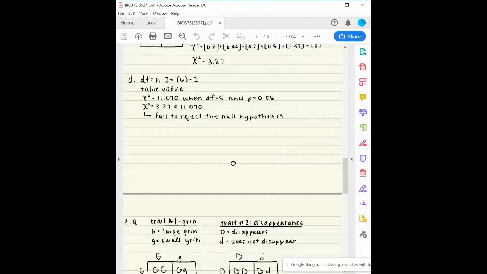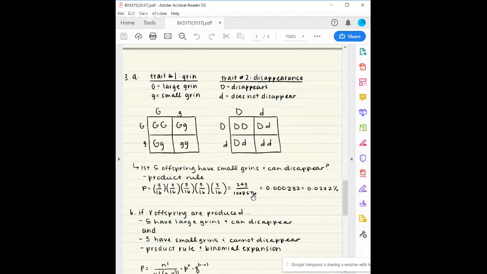I think that's it for 2. All right, so for number 3, for A, it asks, what is the probability that the first 5 offspring have small grins and can disappear? So we did the crosses, and small grins, that would be 1 out of 4. And then can disappear, that would be 3 out of 4.